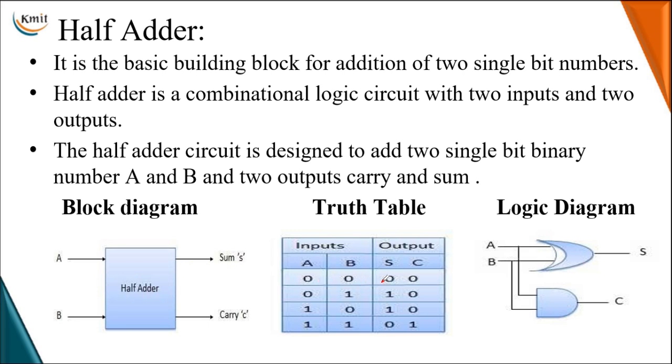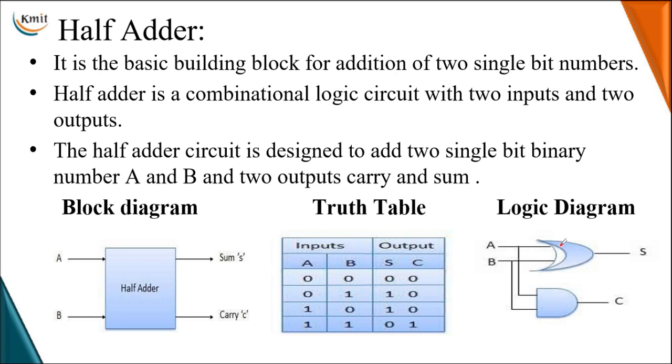Here 0 plus 0 generates a sum bit of 0 and carry output of 0. 0 plus 1 gives a summation output of 1 and carry output of 0. 1 plus 0 is a simple single bit adder, so it gives the summation 1 and a carry output of 0. 1 plus 1 is 1 0 as the actual output. In that 1 0, the 0 is the least significant bit, which is considered the sum bit, and 1 is the most significant bit, which is considered the carry output.